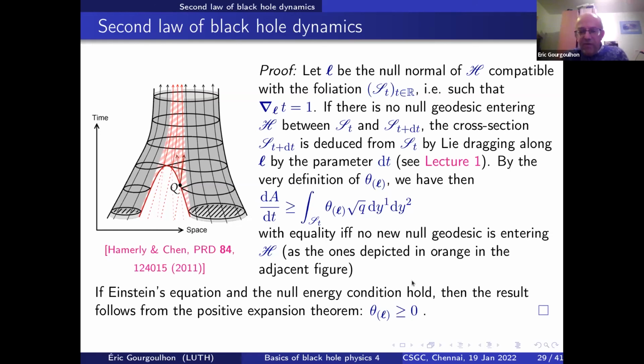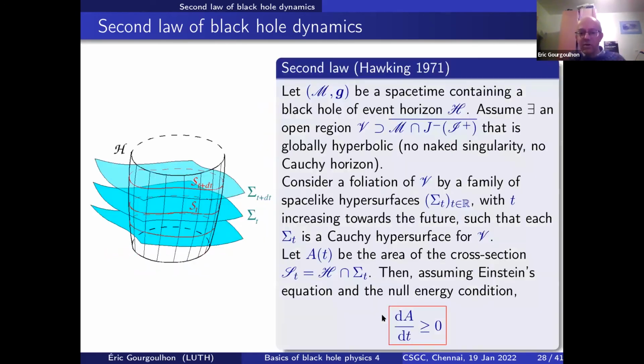So we have established, thanks to the Einstein equation and the null energy condition, the positivity of θ_L. So if θ_L is positive, then it follows that this must be positive. So this establishes the second law. I mean that the area can only increase towards the future.